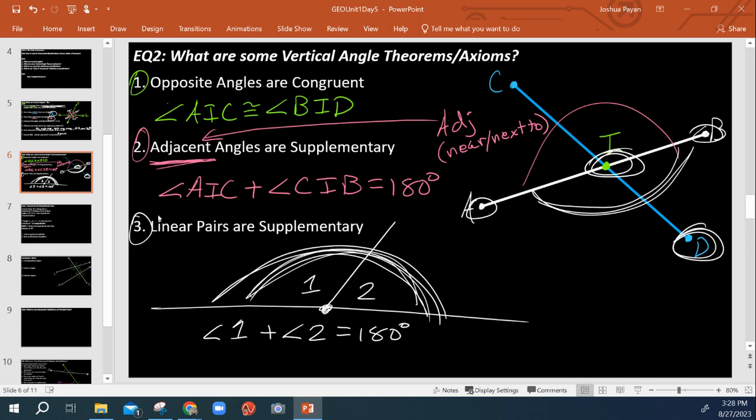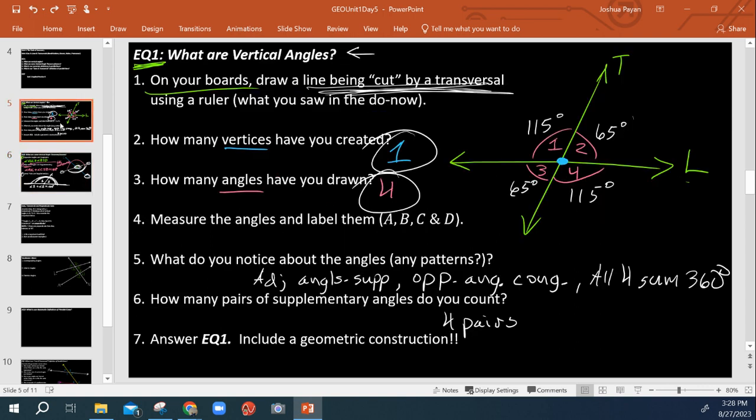Okay, so when you hear linear pairs, right, we're talking about two angles formed on basically a line. Technically, you could still call this a transversal. It's just not cutting through this to make a pair of vertical angles. Okay, because remember, vertical angles, we have four angles that share one vertex.